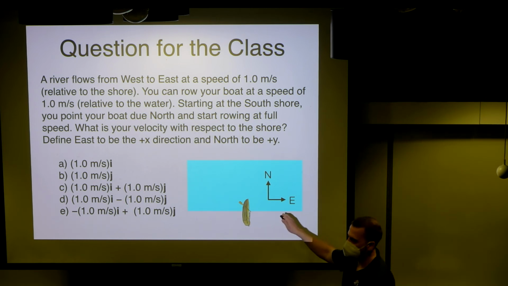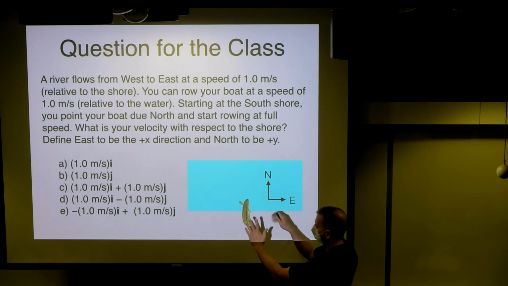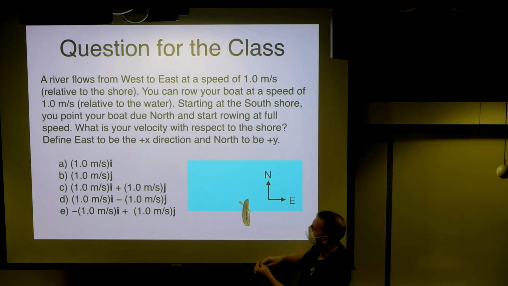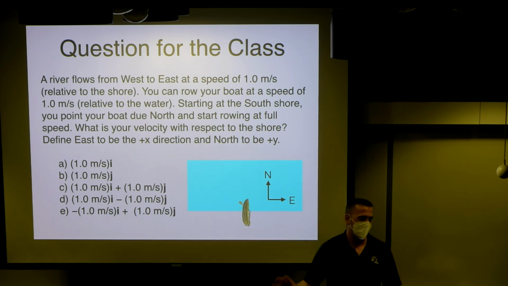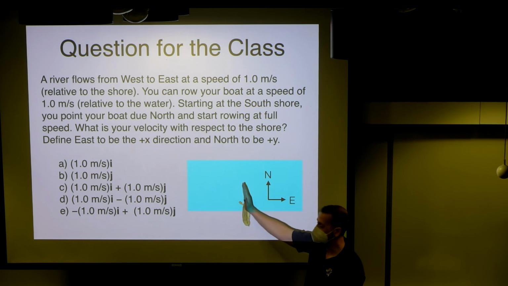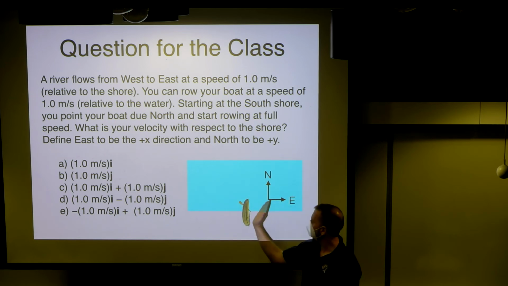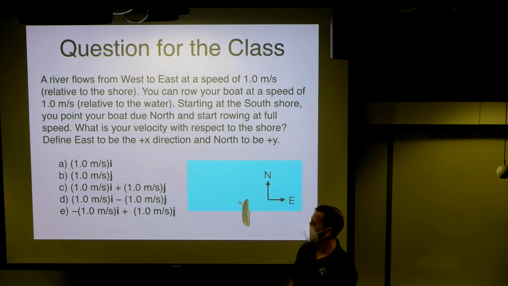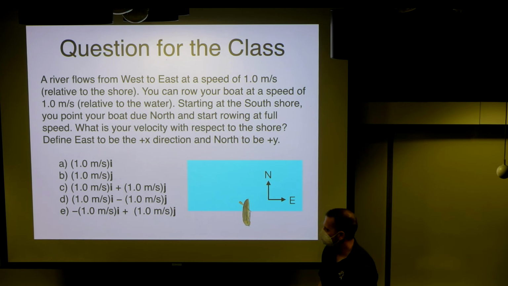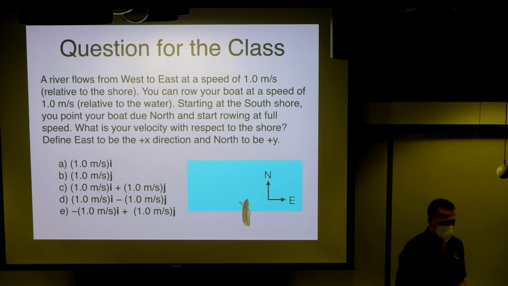Of course, if there were no currents in the river, and I just pointed my boat due north and started rowing, well, of course, relative to the shore, I would see the boat moving due north. But the thing is, the river is also carrying me downstream as I do that. So overall, my motion is going to be something like this into the first quadrant, which is why we can pretty much automatically say it's answer C.